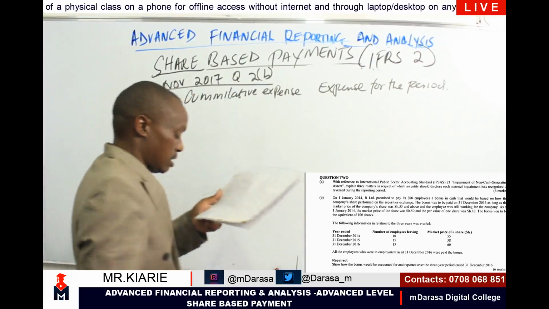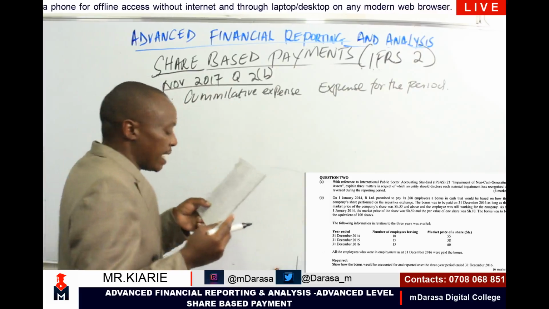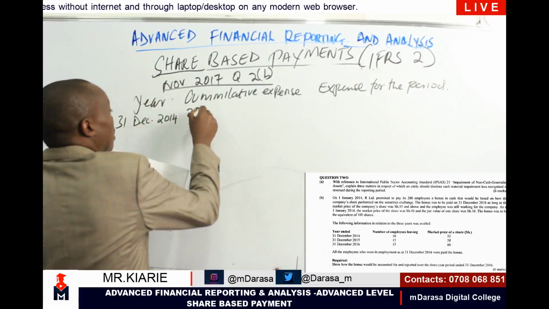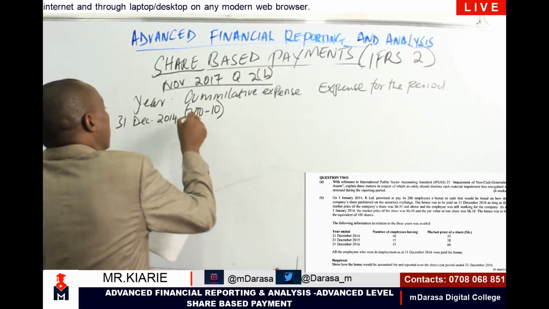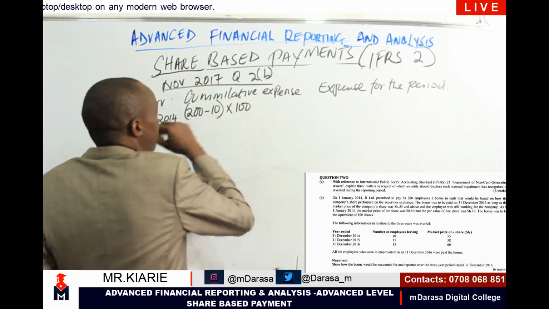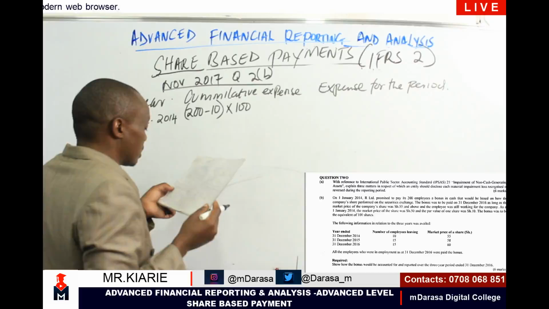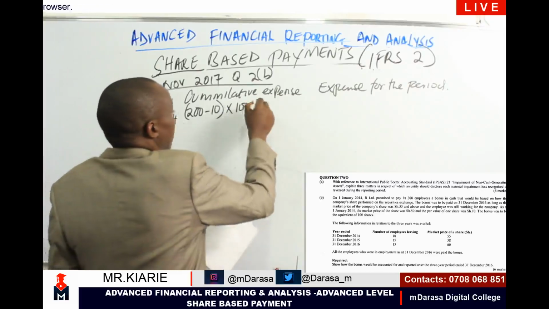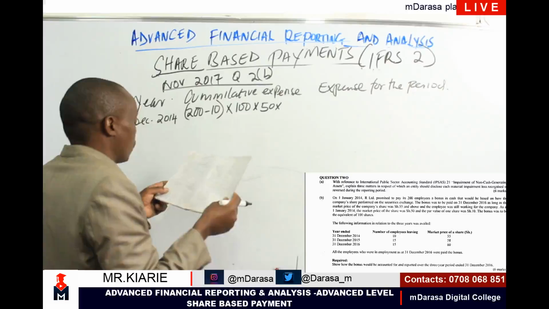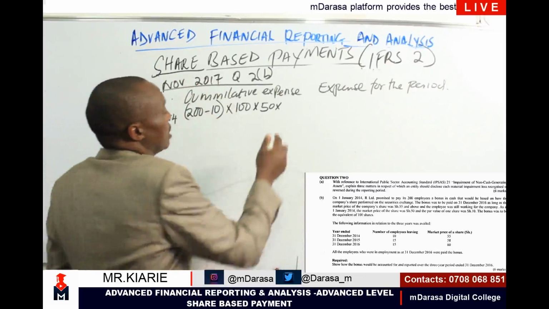Cumulative expense. These guys are 200 employees, but we are expecting that 10 would leave in year 1. So 200 minus 10, you are left with 190, and the number of options is equivalent to 100 shares times 100, and the price as at the grant date, 1st January 2014, is indicated as 50. And then the weighting factor of year 1 compared to the total vesting period of 3 years, times 1/3.